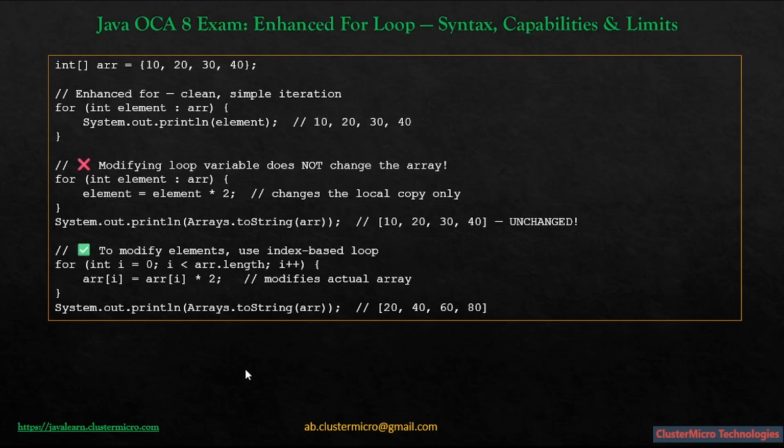If you need to modify array elements, you must use a traditional for loop with an index, such as arr[i] = whatever. Another limitation is that the enhanced for loop does not provide an index. Because of this, you cannot easily skip elements based on position, iterate in reverse order, or access neighboring elements. These are very important points to remember for the exam. In these situations, a traditional for loop is a much better choice.